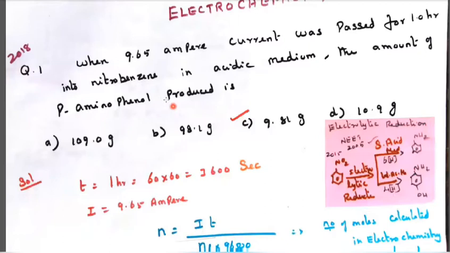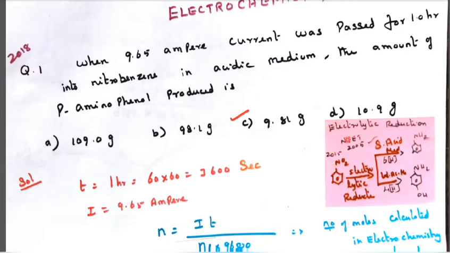First of all, we should know what is the electrolytic reduction of nitrobenzene. Electrolytic reduction of nitrobenzene takes place in two acidic media: a strong acidic medium and a weak acidic medium. Strong acidic medium gives aniline as the product, and the weak acidic medium gives para-aminophenol. So let us see this, the electrolytic reduction of nitrobenzene.